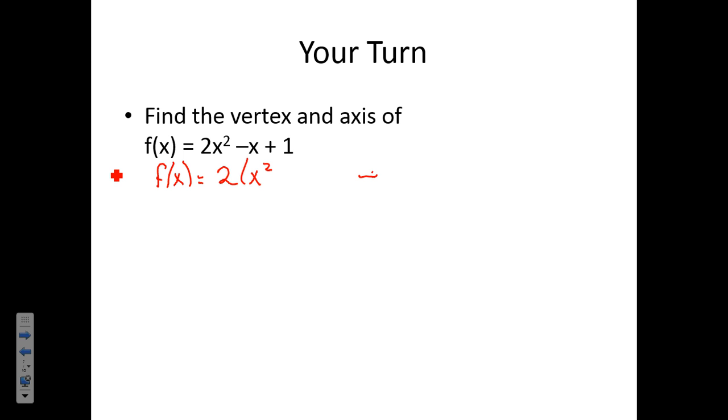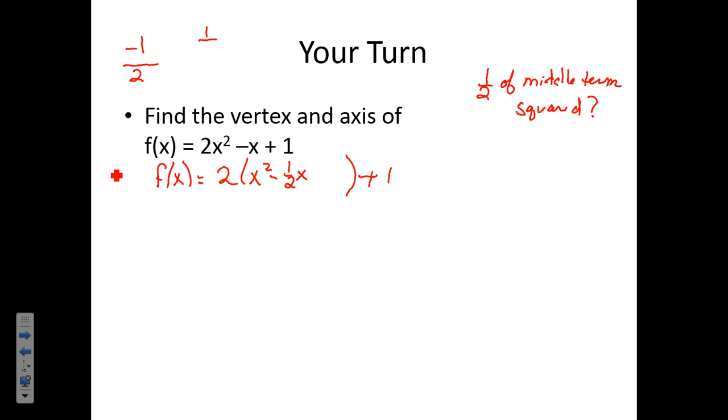And when we take a 2, I'm going to leave my 1 over here. When I take a 2 out of negative 1, that's like saying I'm dividing negative 1 by 2. Pretty cool with that? So that's negative 1/2. And then I have my plus 1 hanging out there. Now, I have to ask myself, what is 1/2 of the middle term squared? So 1/2 of 1/2 is 1/4, and I've got to square that guy. So 1 squared is 1, 4 squared is 16. So I'm adding 1/16 to that guy.